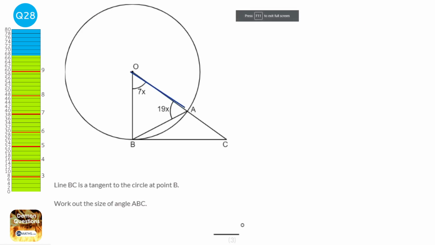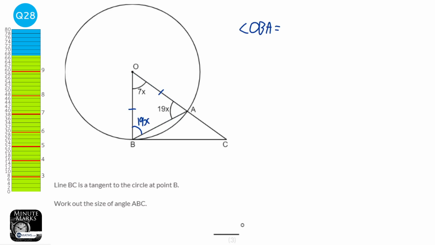First thing to notice is we actually have 2 radii here. So we've got this radius here and this radius here, and all radii are always equal in length. So we have an isosceles triangle here. So this angle here is going to be 19x as well, and we've got to write that down. So we're going to say angle OBA is equal to 19x, and the reason is it's an isosceles triangle.